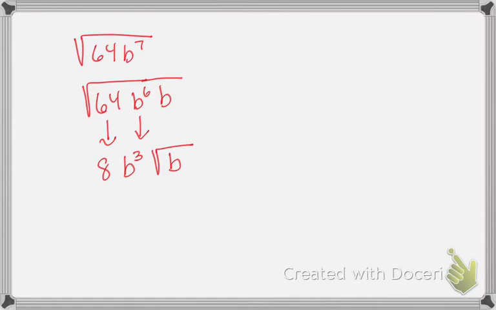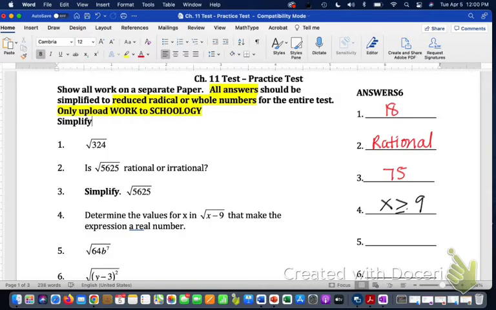The only time we use it is if we have an odd result all alone. So no, I would not do it because there's a b here and a b here. We don't use absolute value. So the answer is 8b to the 3rd, rad b.